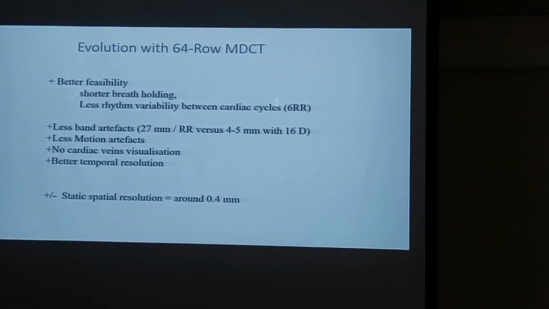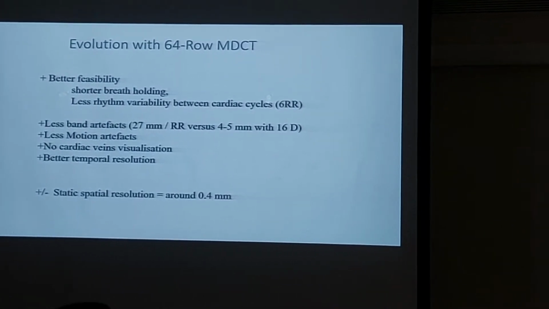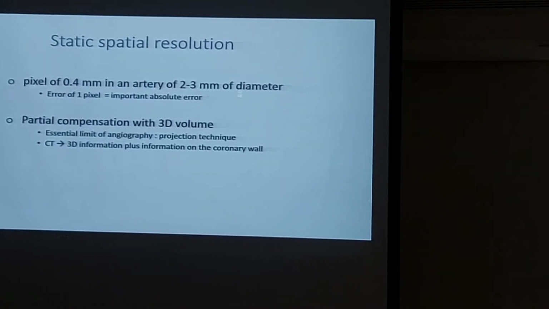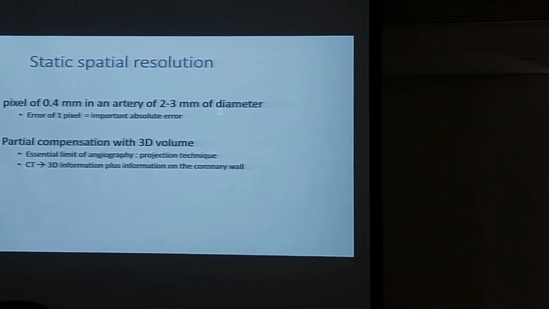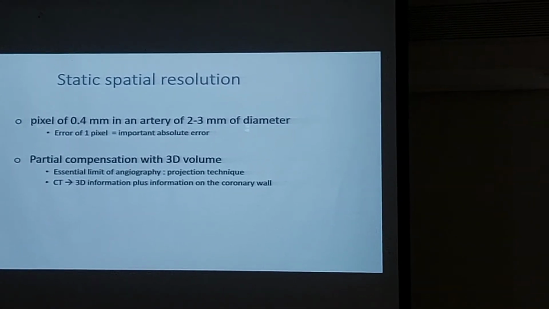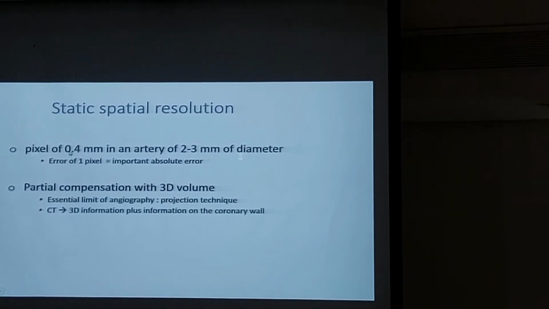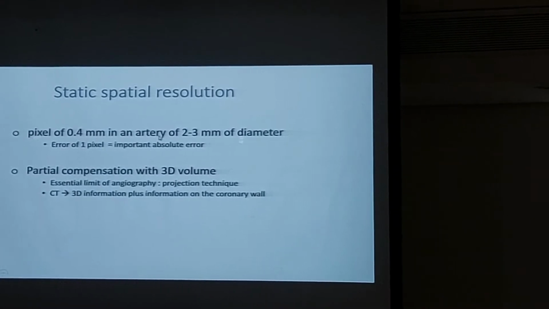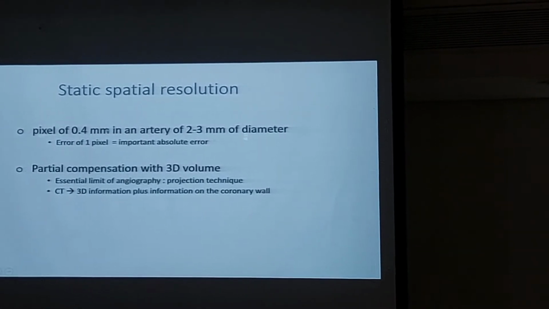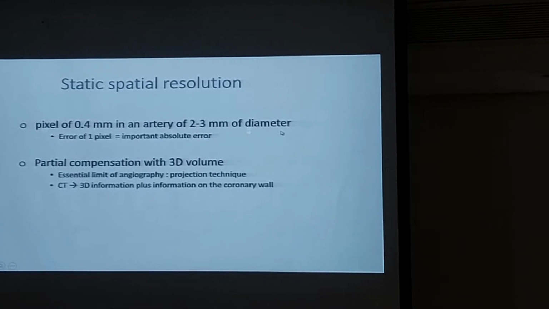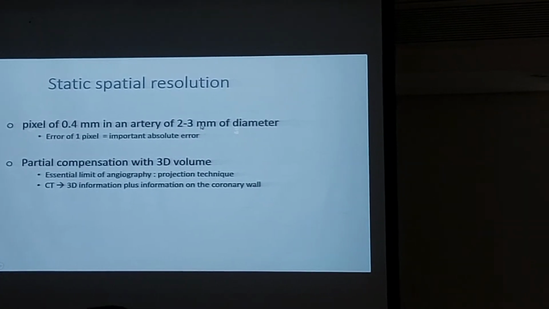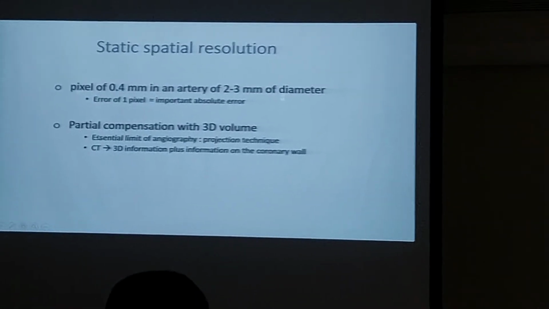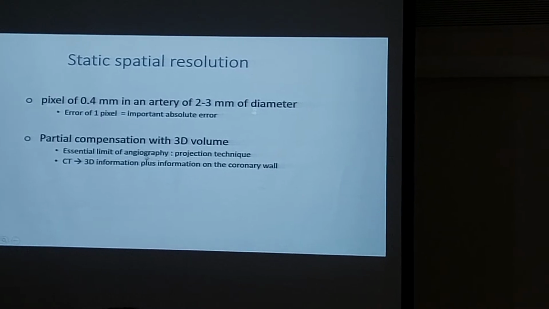till this day. We have the best spatial resolution. Okay. When I'm using centimeter spatial resolution, usually the error ratio is about 1 pixel. So this is a very acceptable value. We are talking about the 2 to 3 millimeter diameter of the coronaries, and the partial compensation as well.